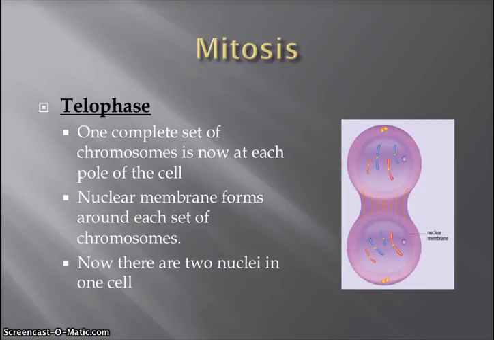During telophase, which is the last stage of mitosis, one complete set of chromosomes is now at each pole of the cell. The nuclear membrane will reform, so you can see it starting to reform around each set of chromosomes, and you now have two nuclei in one cell. So you have a nucleus right here, and you have a nucleus right here. So you can see in the diagram that it's not quite divided into two separate cells. So this is what it would look like in telophase.